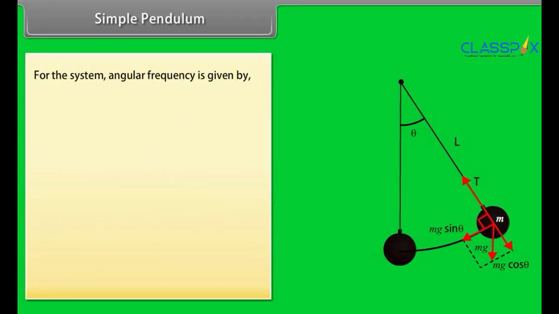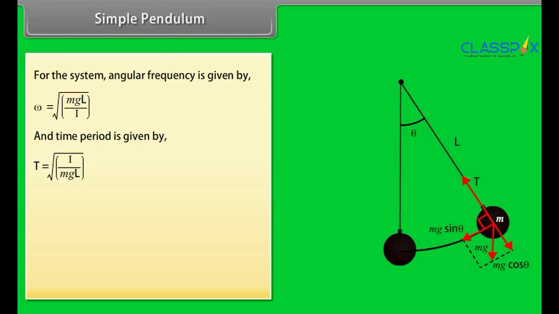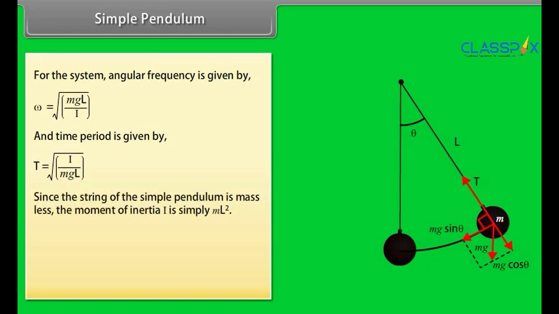For the system, angular frequency is given by omega is equal to square root of mgL upon I, and time period is given by T is equal to square root of I upon mgL. Since the string of the simple pendulum is massless, the moment of inertia I is simply mL squared. Now, the time period of a simple pendulum is T is equal to square root of L by g.